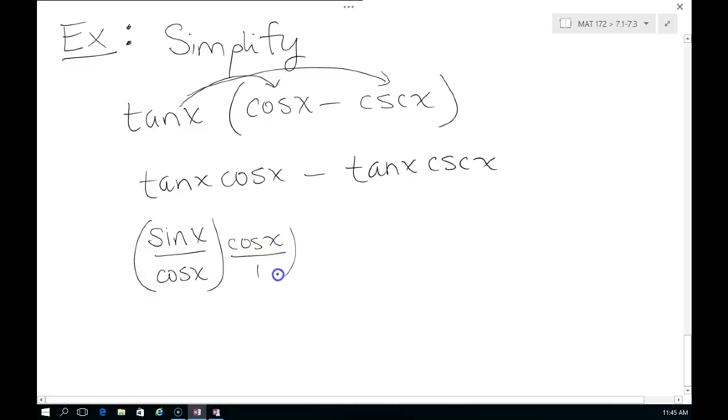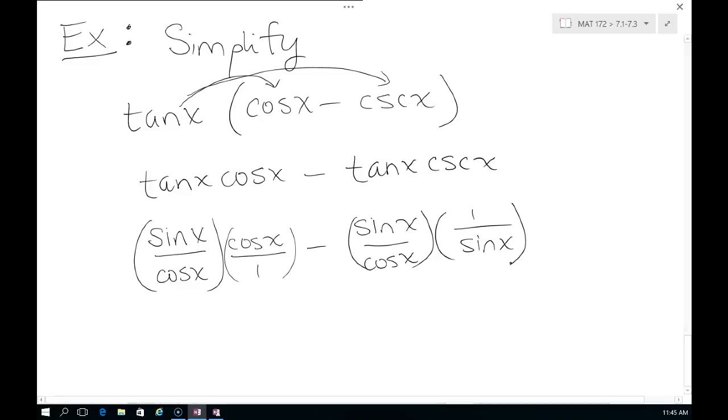And I can leave this alone because it's already a cosine. If you want to, you can write it as a fraction if you're more comfortable with everything being fractions. Tangent, again, is sine over cosine. And cosecant is 1 over sine. And I'm going to cross off everything I possibly can. Anytime we've got something that matches in the top and the bottom where we're multiplying, we can cancel. So here I've got cosine over cosine, and here I've got sine over sine. This is going to leave me with sine over 1, which is just sine. This is going to leave me with 1 over cosine.